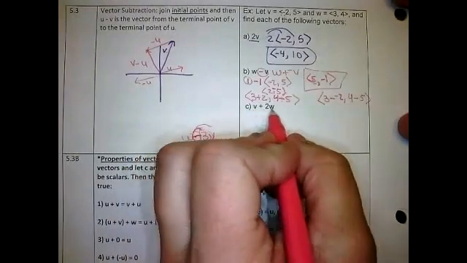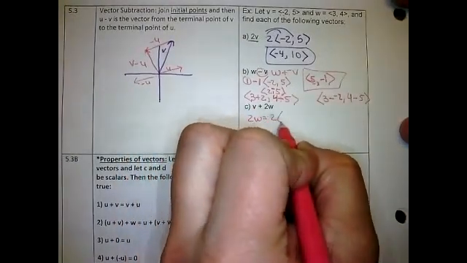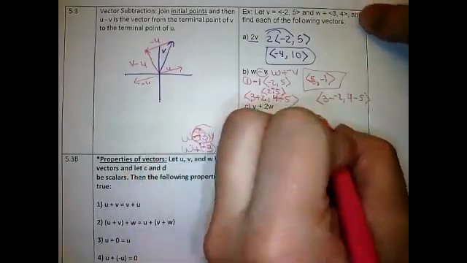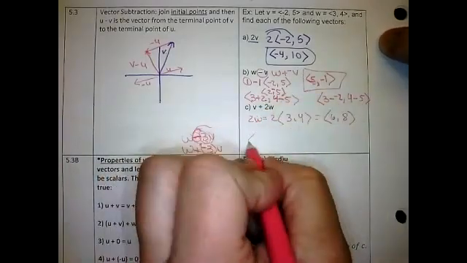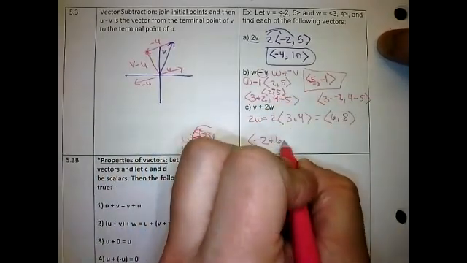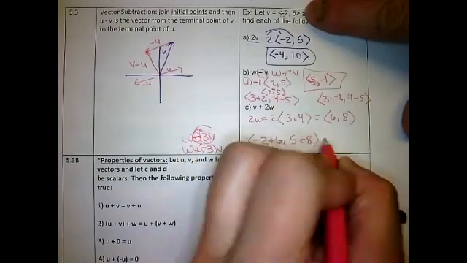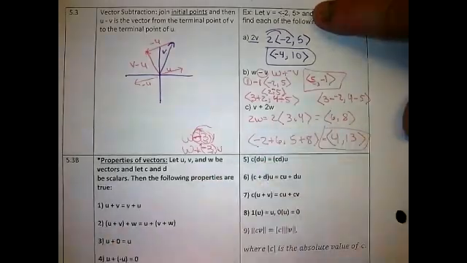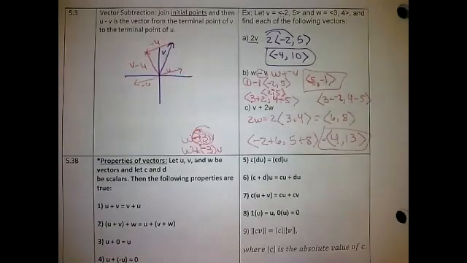So now let's go on ahead and do v plus 2w. I'm going to find 2w first. That's 2 times 3, 4, and that gives me 6, 8. So now I'm going to do -2 plus 6 and 5 plus 8, which gives me 4, 13. So that is my final answer, and that is it for the first part of 5.3.